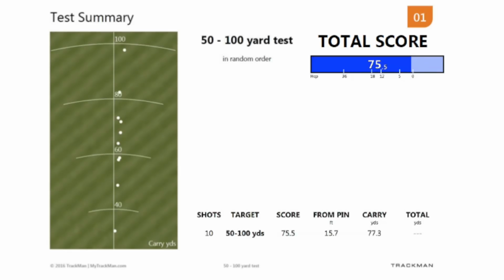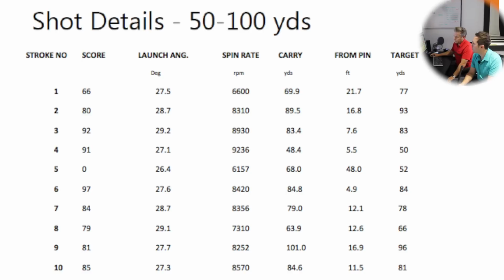Okay, and then if we go down to here, this is obviously the detail of the 10 shots. And we've got lots of really good scores here. First one wasn't your best, then you got 80, 92, 91, and 97. And a 0 there, which we'll look into. And then we've got some really good solid numbers. So if we take that 0 out of the equation, you're probably in the 80 mark. Yeah, I was going to say, you take that 0 out, you put a good, decent number in there.